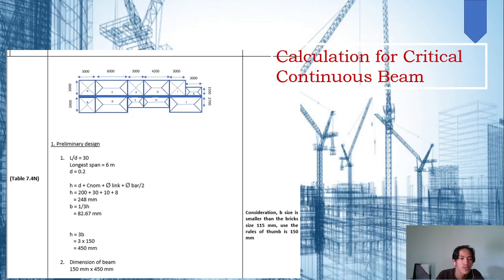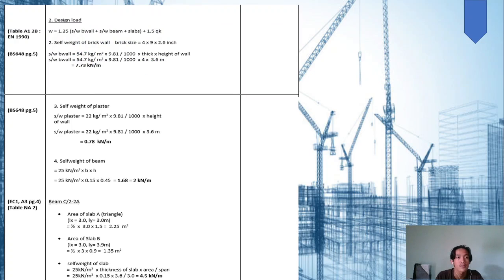For H, we got 248. And then for B, we got 1/3 H, so B is 82.67 millimeter. So we consider the dimension of the beam is 150 millimeter times 450 millimeter. For the design load, we will use the same formula like simply supported beam, which is 1.35 GK plus 1.5 QK.